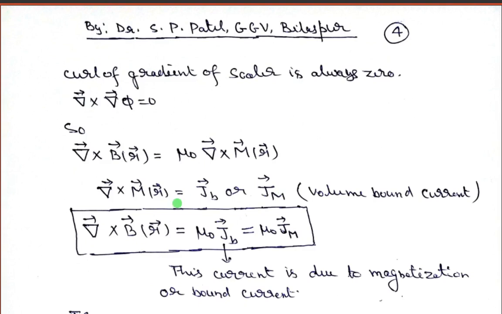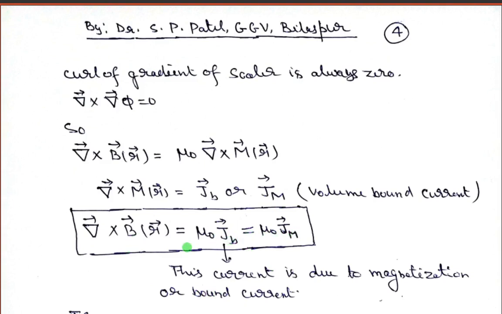So it means whatever magnetic field you have obtained for a magnetized material, if you take the curl of B, that is basically giving the current due to the magnetization. This is known as the magnetization current density, that is the volume bound current density. So del cross B is equal to mu 0 JB or mu 0 JM.